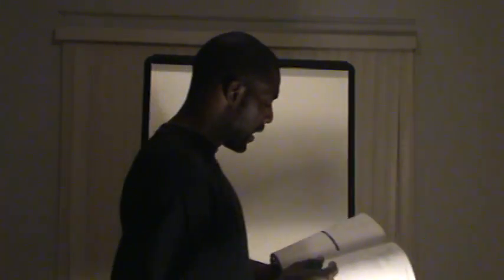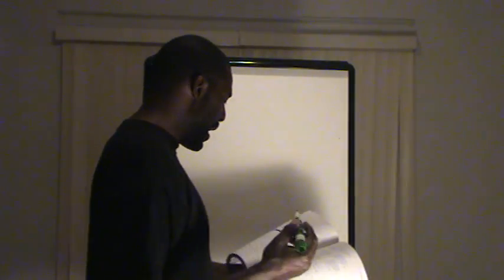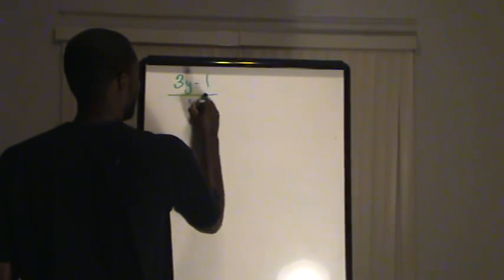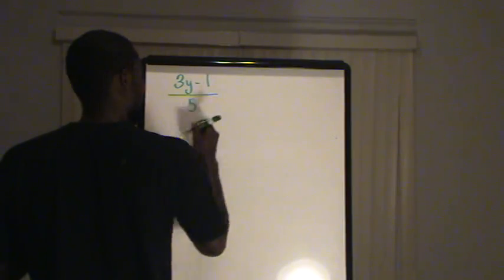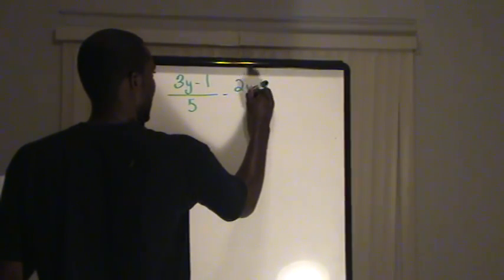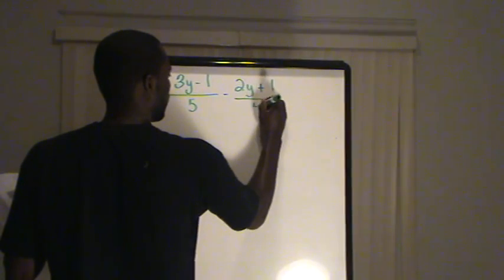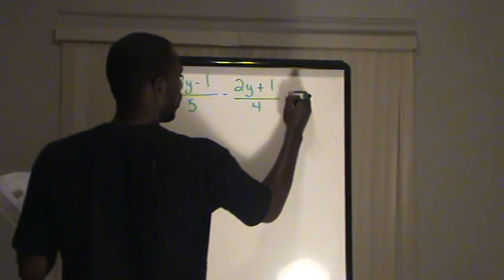Okay, so let's continue. We want to take a look at another example of solving equations, those that involve fractions. Let's take a look at this example that says (3y minus 1) divided by 5 minus (2y plus 1) divided by 4 is equal to 1.